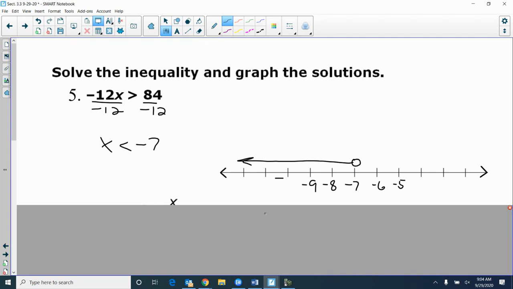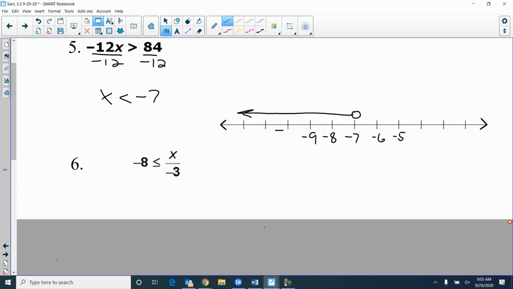Now, if I'm going to check this, okay, Evan, give me any number in that area. -10. -12 times -10 is positive 120. Is that bigger than 84? Yep. Anything over here won't work. Okay, anything to the right. So 0. -12 times 0 is 0. 0 is not bigger than 84. So you have to reverse that sign.